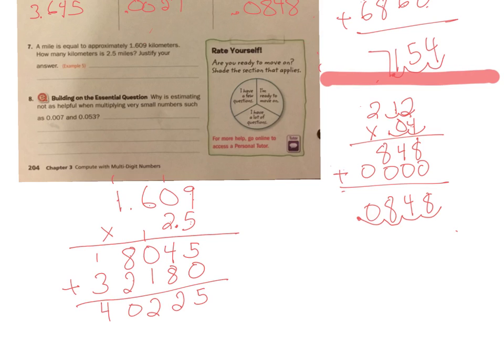Now I have to do my decimals. 1, 2, 3, 4. So I got to go. I came out 4. I got to go in 4. 1, 2, 3, 4. So my answer is going to be 4.0225.